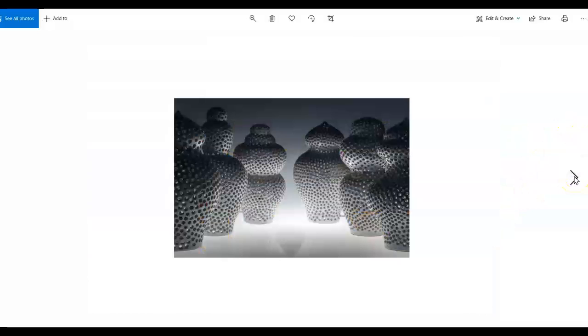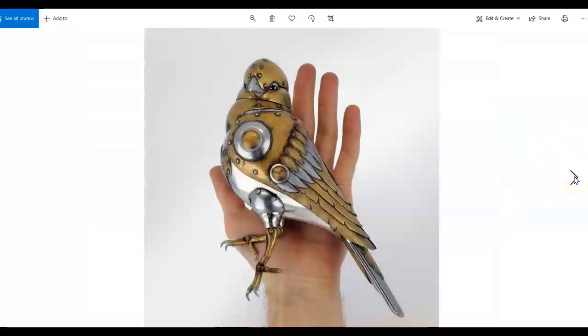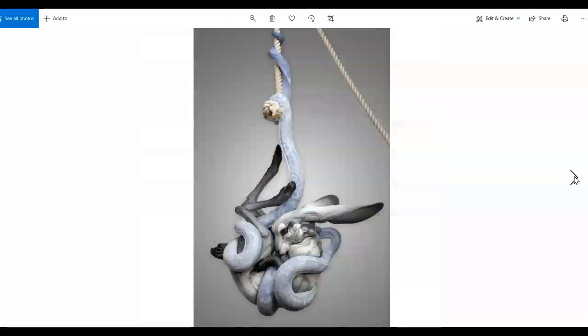Asymmetrical. Let's not talk about that one. Let's take a look at this one. Beth Kavanagh. This is ceramic. The rope is not. So this is a hanging piece.